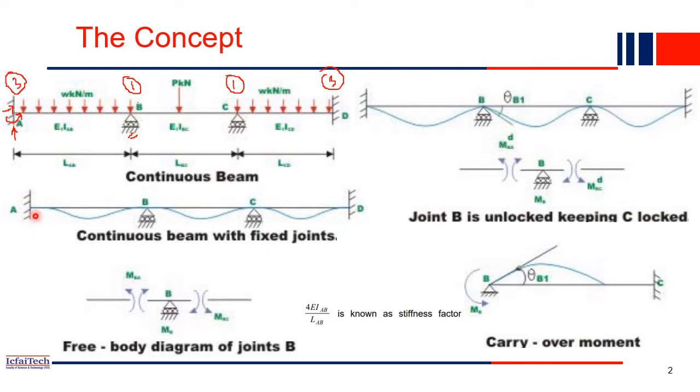Anyway, A is already locked because it is fixed by default, and B and C we have to lock. Locking means we have to consider them as fixed supports now. So both are fixed now, and D is also already fixed. So our first step will be to fix all the supports. Fix means we lock all the supports.